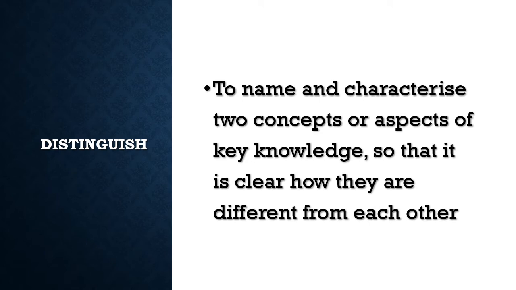Distinguish, you're naming and characterizing two concepts or aspects in key knowledge, and you're actually stating how they are different. So you're not just saying this is this and this is this, you're saying this is all the characteristics of normal waking consciousness, and this is all the characteristics of altered state of consciousness. You're actually outlining how they are different.